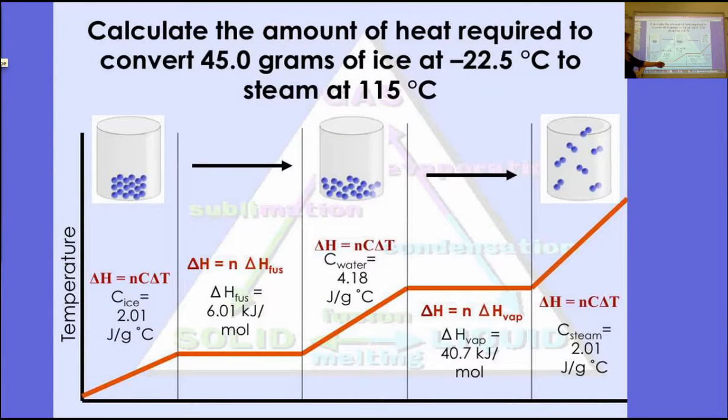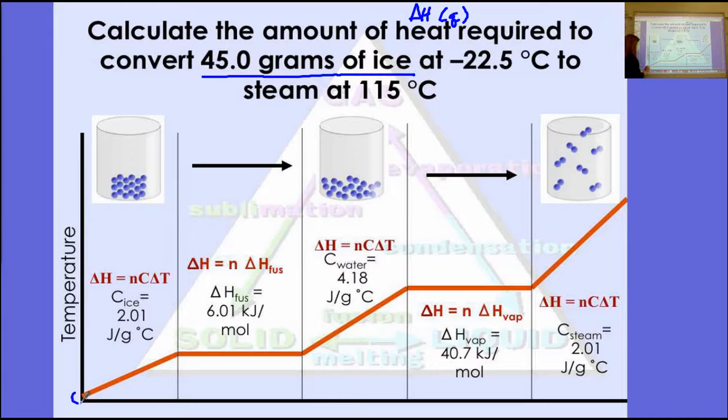Let's try one. For simplicity's sake, all the data is given here. Make sure you know where I'm pulling these numbers from. So you'll have to look back on your data tables from your packet. Here's our big problem. Calculate the amount of heat, so ΔH or Q, required to convert 45 grams of ice at negative 22.5 degrees Celsius all the way to steam at 115 degrees Celsius.